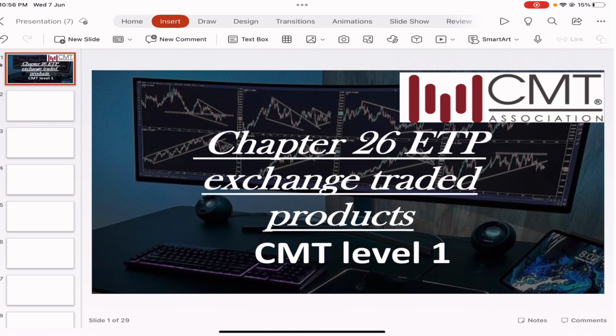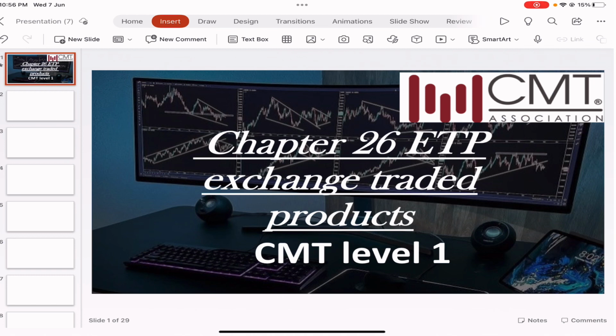So in this chapter we'll be discussing how to define an ETP. When I say ETP, I'm talking about an exchange traded product. Review the differences between ETFs, which are exchange traded funds, and exchange traded notes. What is the difference between the two? Describe the uses for leveraged ETPs. So these are the three things which we will be seeing.